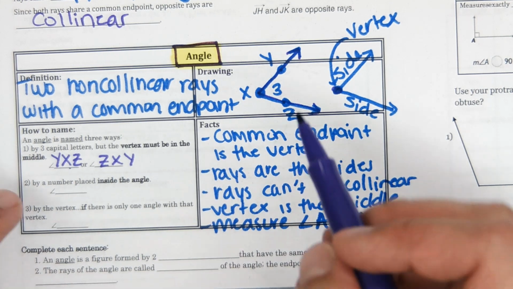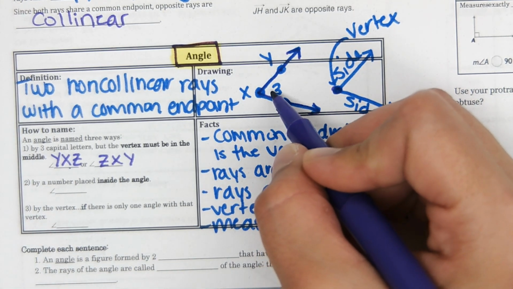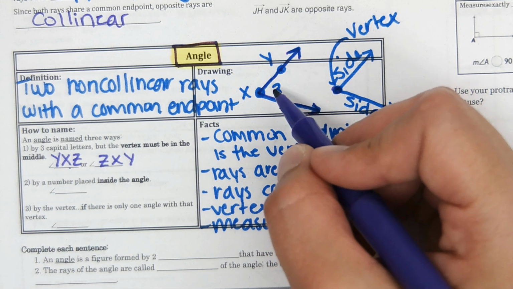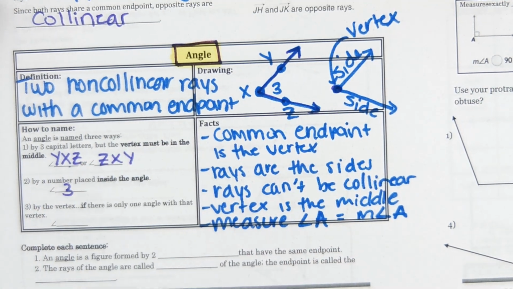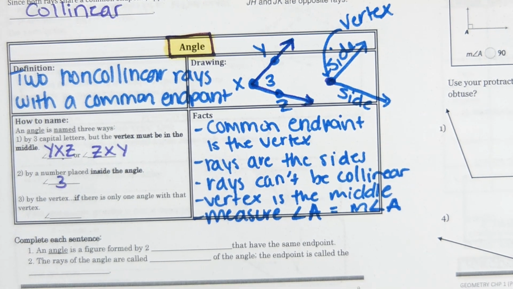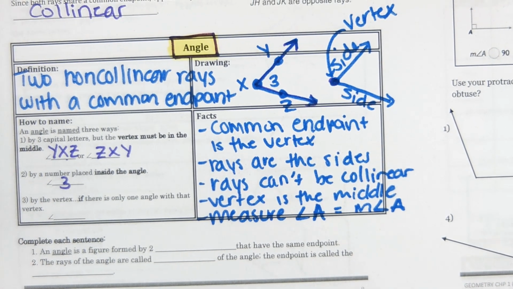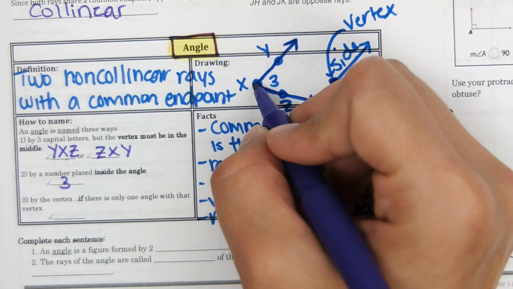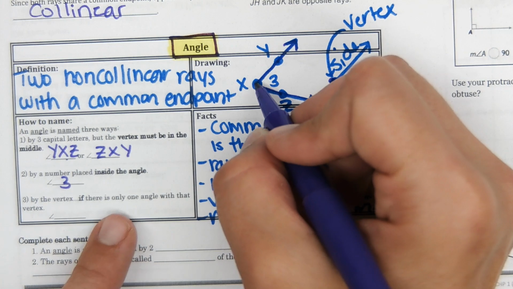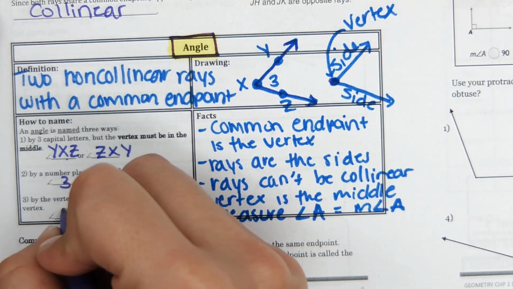The next way to name this angle is based on this little number that they put in the corner here. So if they put a little number in the corner, you could name this angle 3. And then the third way to name this angle is just based on the vertex. If there's no other angle connected here, I'll show you an example in a second, you can just say that this is angle X.